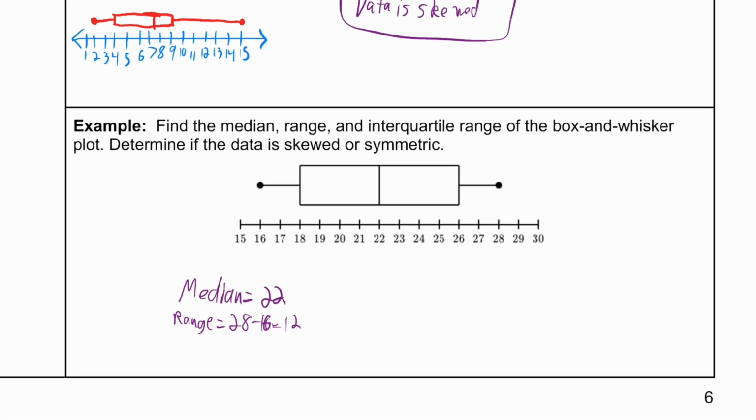And then the interquartile range is what it asks us to find next. It is quartile 3 minus quartile 1, which is 26 minus 18, as we can see. And so 26 minus 18 is 8. So we found all three of those things.